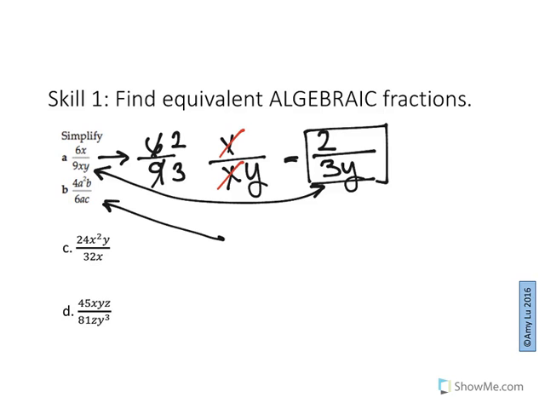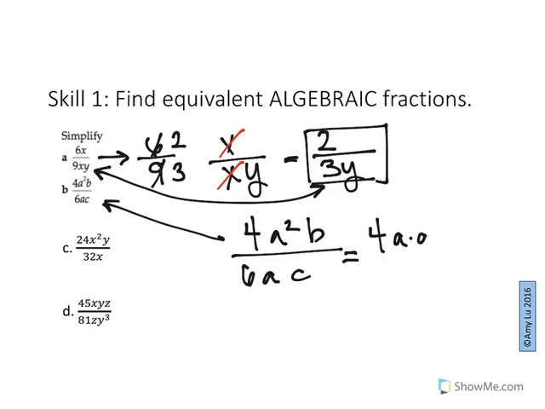For B, 4a squared b over 6ac. I'm going to just lengthen this out: 4 times a times a times b over 6 times a times c. Now I can simplify 4 and 6 by 2, so that leaves me with a 2 on top and a 3 on the bottom. I can cancel out an a, and there's nothing left. So 4a squared b over 6ac is the same as 2ab over 3c.